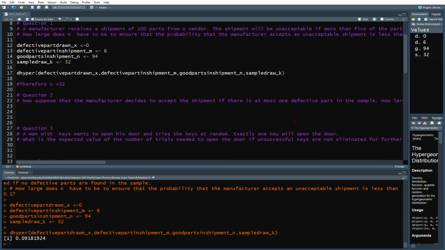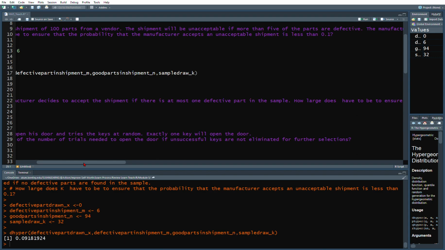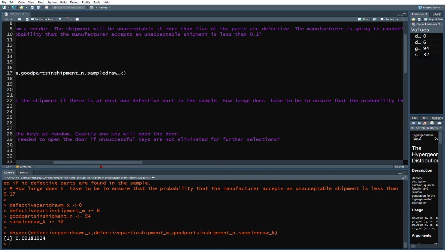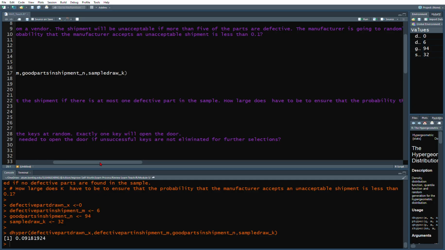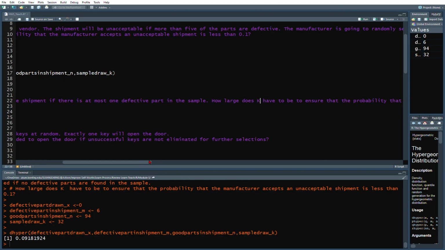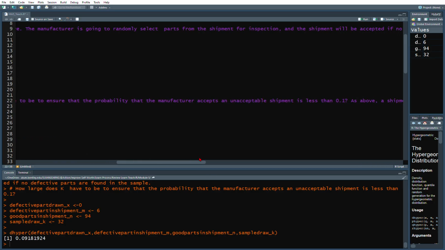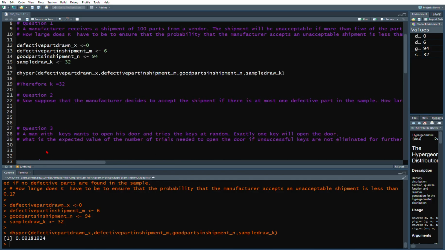Next question is, now suppose the manufacturer decides to accept the shipment if there is at most one defective part in a sample. If there are two defective parts, they won't accept the shipment. How large does K have to be to ensure the probability that the manufacturer accepts an unacceptable shipment is less than 10%? As above, a shipment is unacceptable if there are more than 5 defective parts.